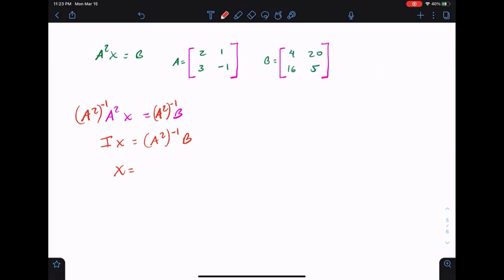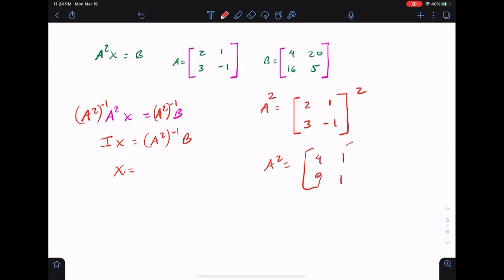And then we need to compute A squared. Now, the question is, do I have A squared? No, I don't. So you need to compute that first. Don't do this. Look, don't do this. This is what I'm saying. Some people do this thing. Don't do it. Oh, so this is what? 4, 1, 9, 1. If you do that, it's wrong.